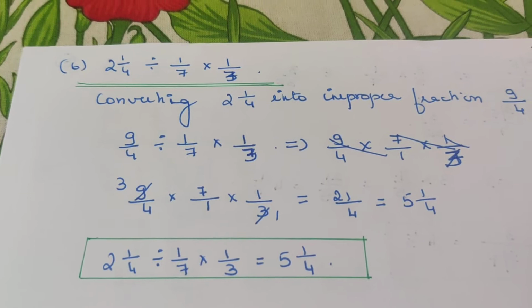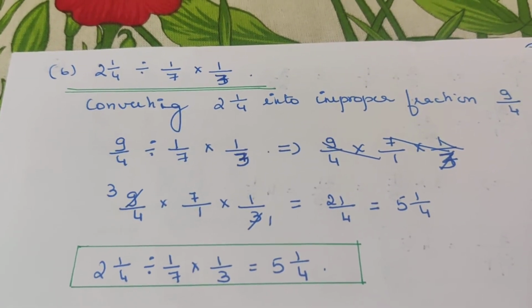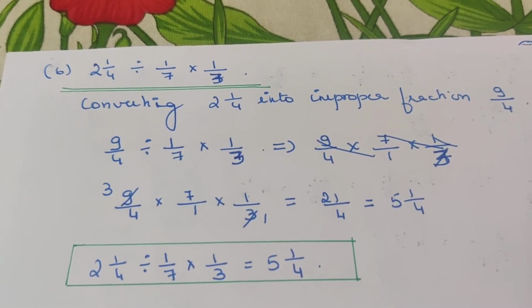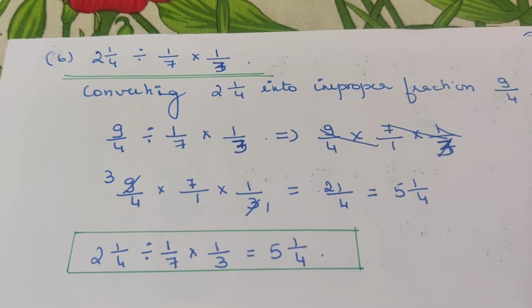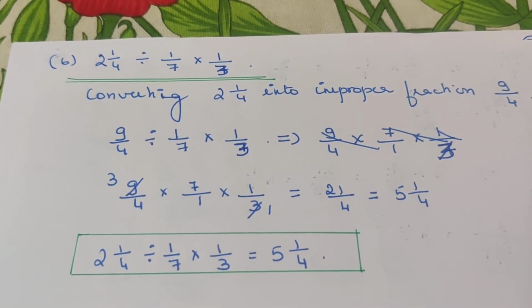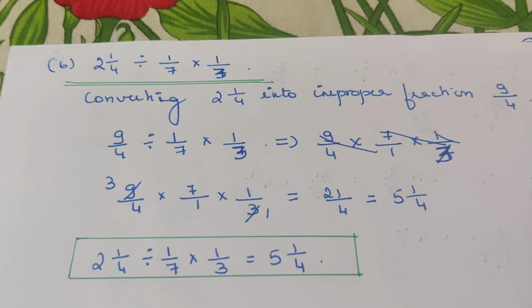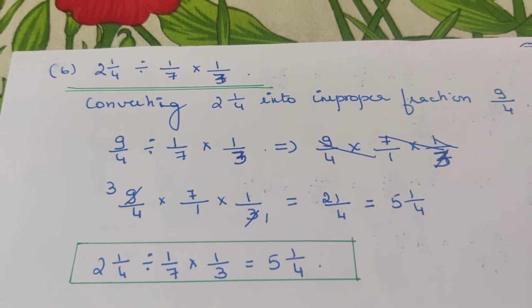When you convert this into mixed fraction, you get it as 5 1 by 4. Therefore 2 1 by 4 divided by 1 by 7 into 1 by 3 is equal to 5 1 by 4. Hope this is clear.